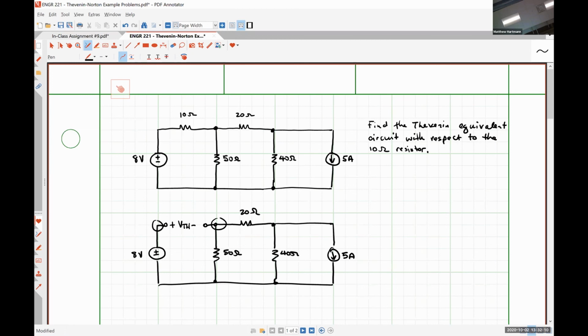All right, so do a source transformation. All righty. So 5 amp down means that the positive polarity terminal is going to be on bottom, negative polarity terminals on top. 5 amps times 40 ohms is 200 volts. And our 40 ohm resistor is now placed in series. Alrighty. So what can we do next?